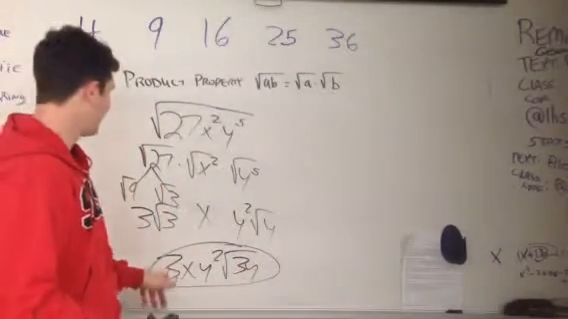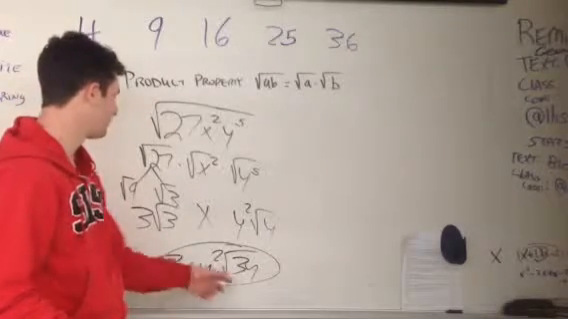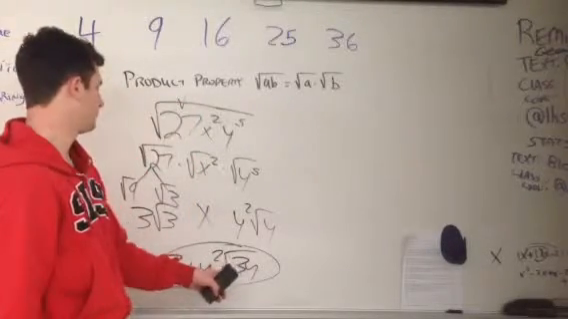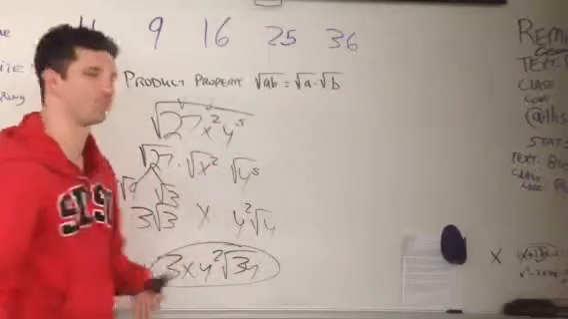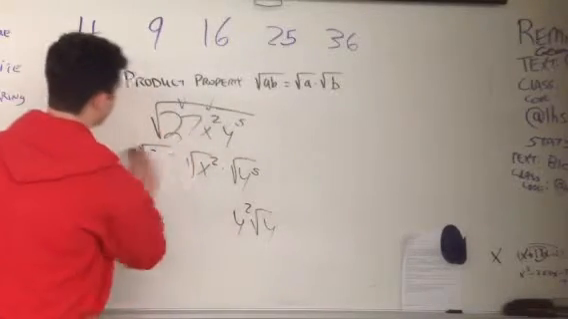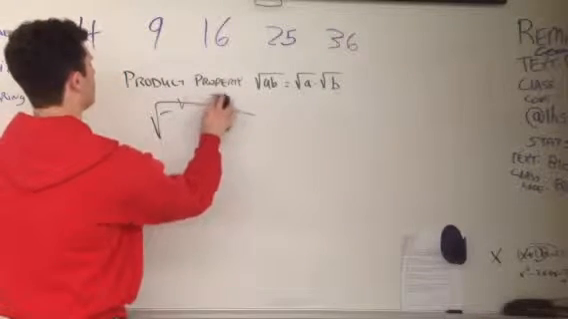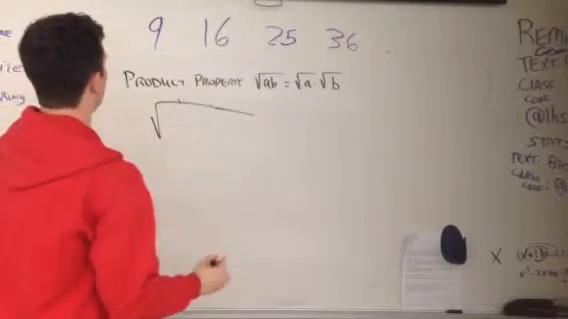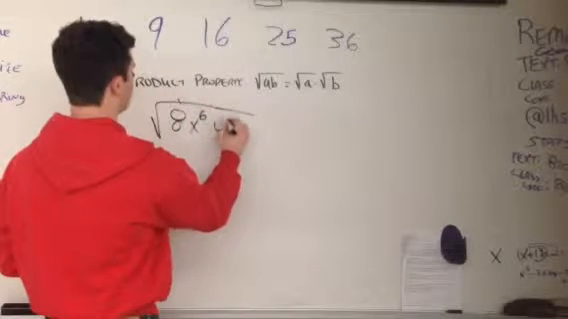How do we check? Whatever's on the outside we have a pair of. So a pair of 3's is 9. 3 times 3, 27. Check. X squared. Check. Y squared times y is y to the fifth. Let's do one more, and I think we should be able to simplify any radicals that involve numbers and or variables. Say we have the square root of 8, x to the sixth, y to the third.